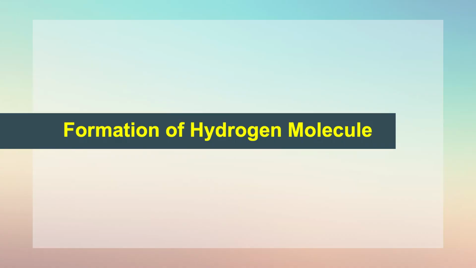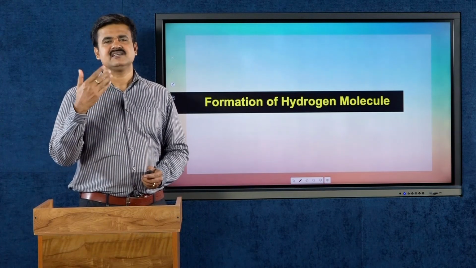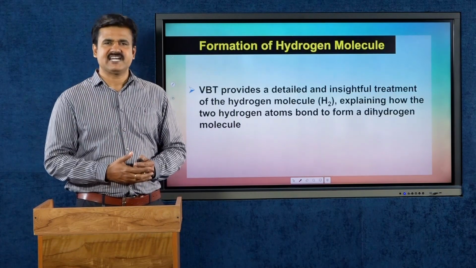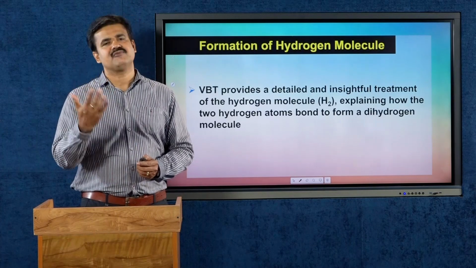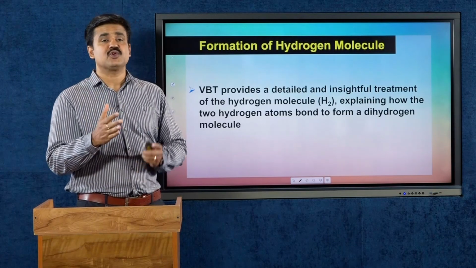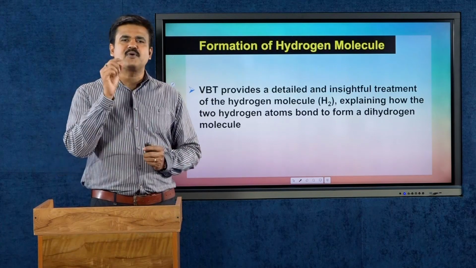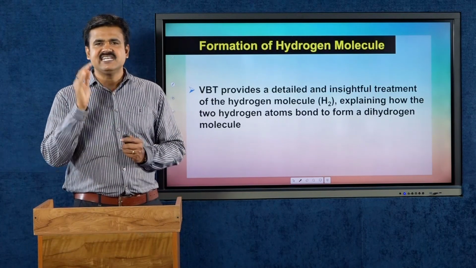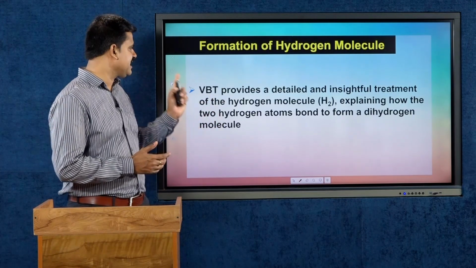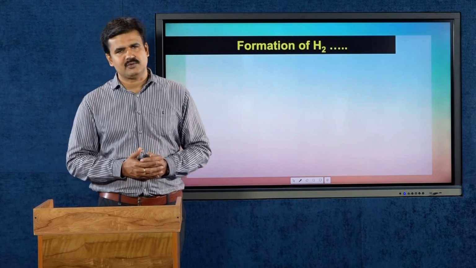Formation of hydrogen molecule. You know, the hydrogen molecule is the simplest molecule with the existence of a covalent bond. During the formation of the hydrogen molecule, there occurs overlapping of atomic orbitals, and now we are discussing the formation of the hydrogen molecule with respect to the valence bond theory. Valence bond theory provides a detailed and insightful treatment of hydrogen molecule formation, explaining how two hydrogen atoms bond to form a dihydrogen molecule.